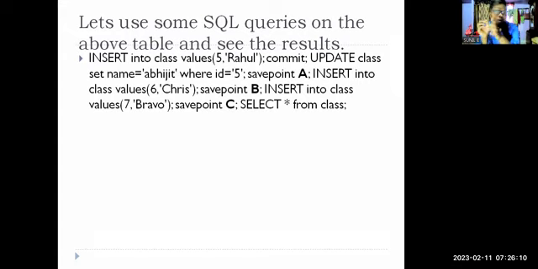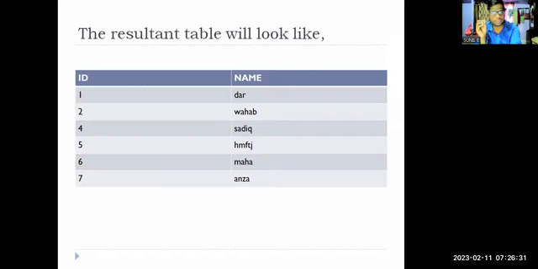In savepoint A, I want to save Rahul and his value. In savepoint B, Cherish, the ID 6 value, will be saved. In savepoint C, I am going to insert the value 7 and Barivo. So the ID and name will be inserted in that savepoint. Like this it will become: one is the ID with its name, two is the ID with Wahab as the name, four is the ID with Sadiq as the name. We have inserted these using the insert statement.